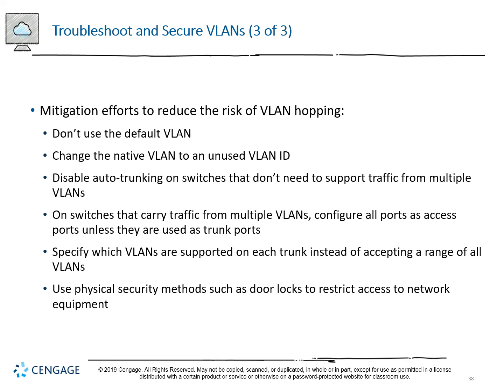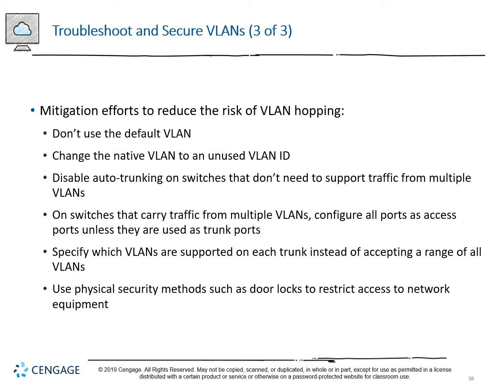There are some mitigations that we can use to try and cut down on VLAN hopping. Of course, as I said when we looked at the table in the show VLAN command, don't use the default VLAN if you can avoid it. It's not great. You also want to change the native VLAN to an unused VLAN ID. What happened with VLAN number 5, right? Disable auto trunking on switches that don't need to support traffic from multiple VLANs. That's a pretty good idea. I don't tend to use auto trunking if I have to. I only set it for the ports that I know will need it.